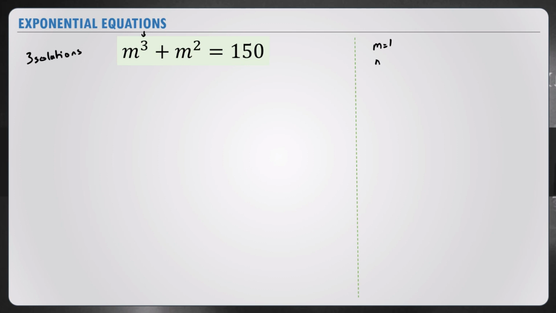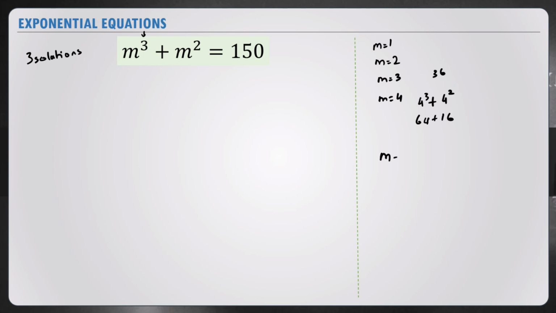M is equal to 2. That's too small also. Let's try m is equal to 3. That will give me 36. M is equal to 4. Okay, let's try m is equal to 4. Seems to be something close to 150. All right, let's see. 4 cubed plus 4 squared gives me 64 plus 16. That's not near 150.